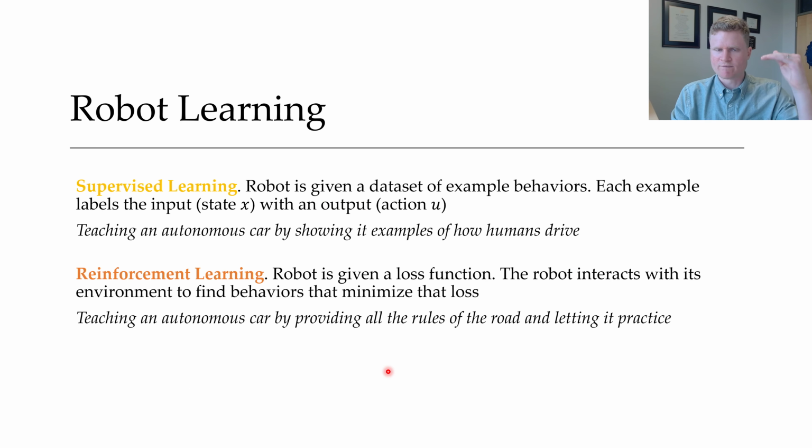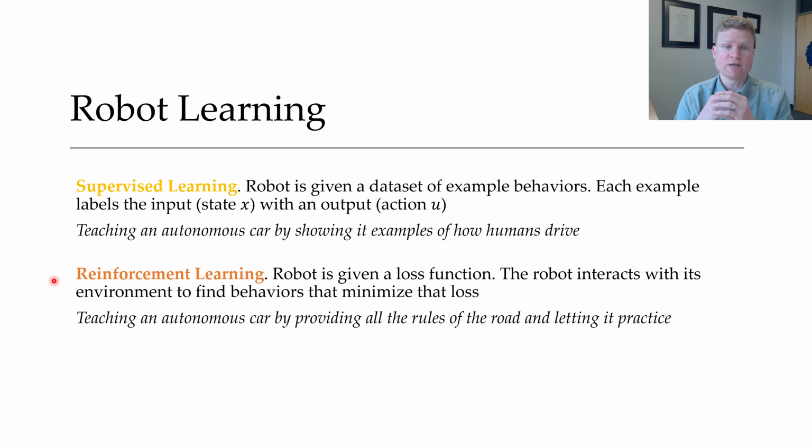So I want to draw just one final contrast between these two very different approaches. Again, with supervised learning, I am learning from examples. The robot is given some data set of expert behavior, and these examples include inputs and outputs that are labeled, saying at this state X, these are the actions that you should take. Maybe think of an analogy like autonomous driving. Maybe I can teach a car how to drive by showing examples of how humans drive. That would be an example of supervised learning.